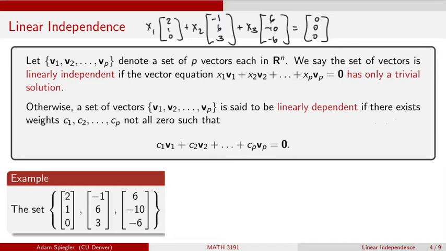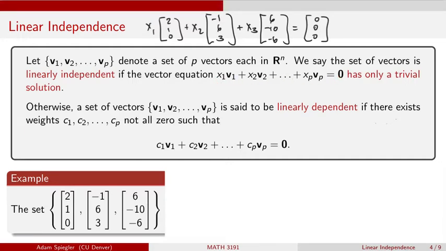If we have a set of vectors v1, v2, up to vp that are all in Rn, we say that this set of vectors is linearly independent if the corresponding vector equation x1 times v1 plus x2 times v2 all the way up to xp times vp equals the zero vector has only the trivial solution. So we say the set of vectors is linearly independent if the corresponding homogeneous vector equation has only the trivial solution.